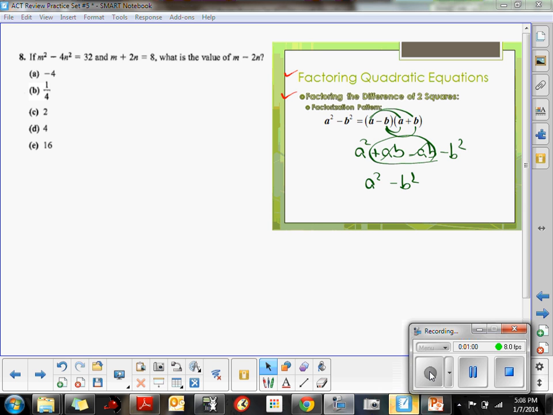What they have is something a little bit unique. I would always take a little peek at what they're doing. They're giving you m plus 2n. They're asking for the value of m minus 2n. So here's where you can kind of benefit if you recognize the type of problem that they're giving you.